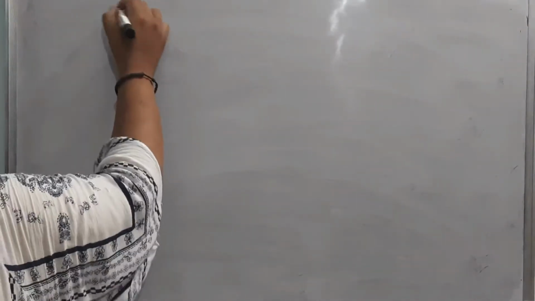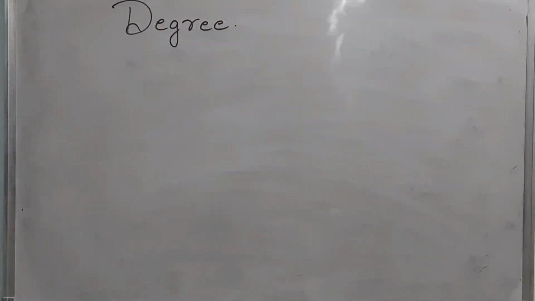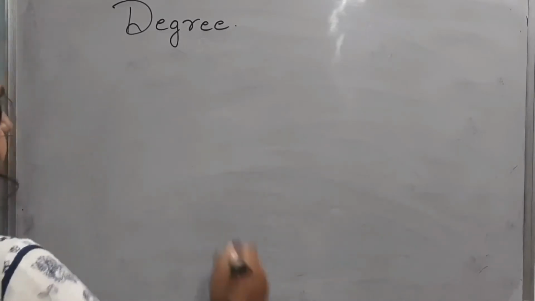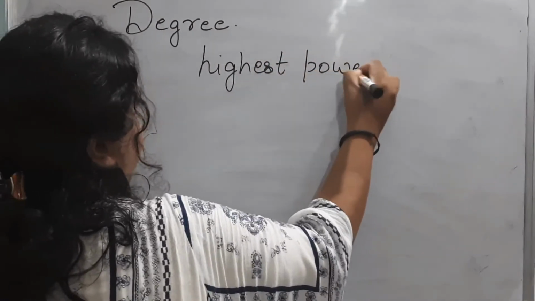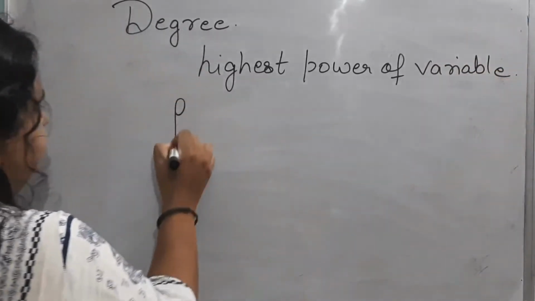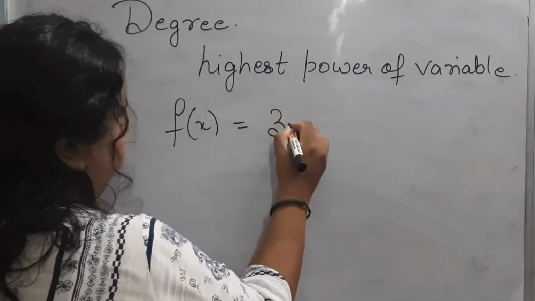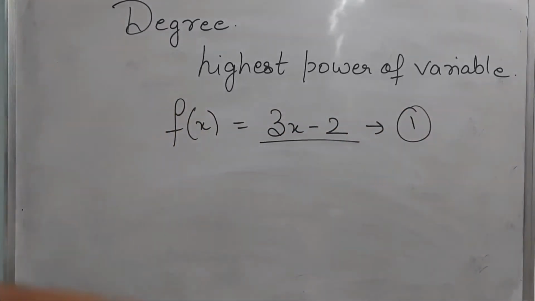Now, what is the second concept in polynomial? It is degree. What is the degree of a polynomial? The degree of a polynomial means the highest power of the variable. Suppose we have f(x) equals 3x minus 2. This is of degree 1 because the highest power of x is 1.